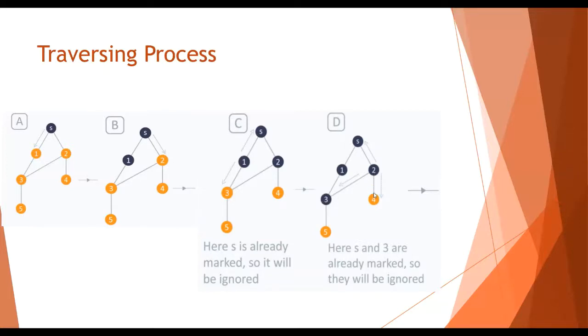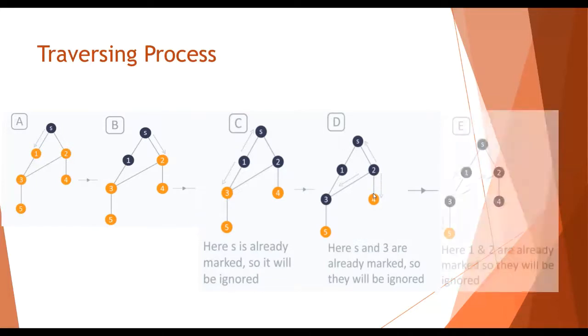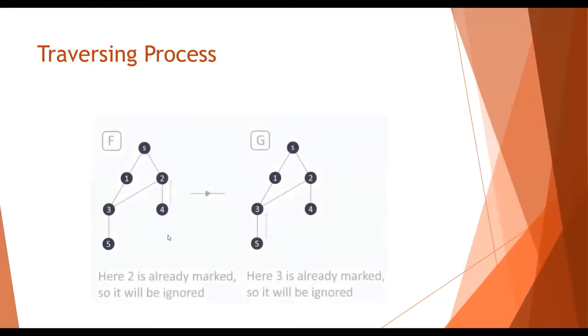So proceed with 4. This will be marked blue. Since there is nothing connected here, go back from 4 to 2, back to S, down to 1, down to 3. Is there anything connected to 3? Yes, 5. So it goes down to 5. And then you go back to S. Since everything has already been marked, that means we're done with searching the nodes.